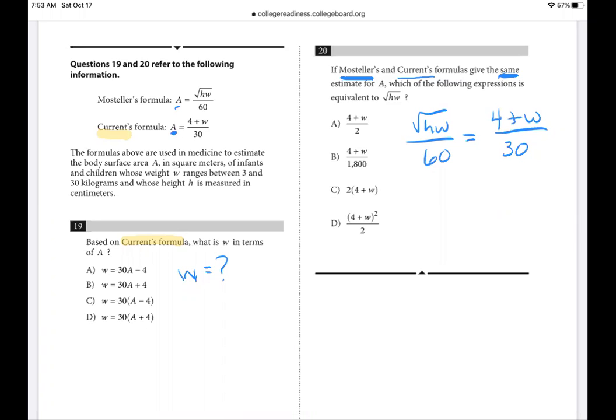So for 19, if I go ahead and write out Current's formula, A equals 4 plus W over 30, and I want to solve for W, actually the same hint that we gave for number 20 would be helpful here. If you multiply by 30, or think of that as cross multiplying, you will get 30A equals 4 plus W, which makes this very easy to solve by just subtracting 4. So we would have 30A minus 4 equals W. So we've solved for W in terms of A, and that matches answer choice A.